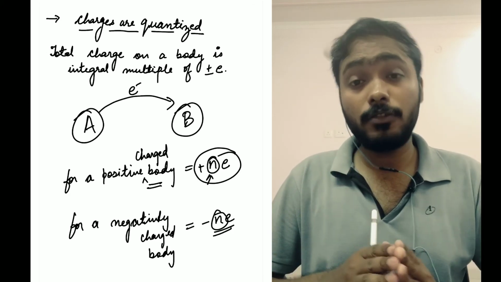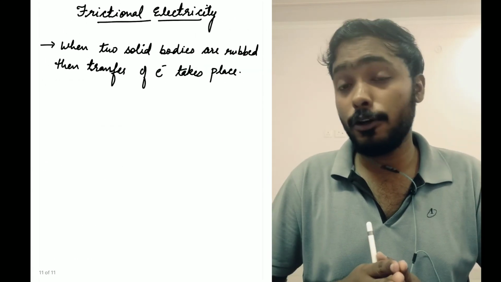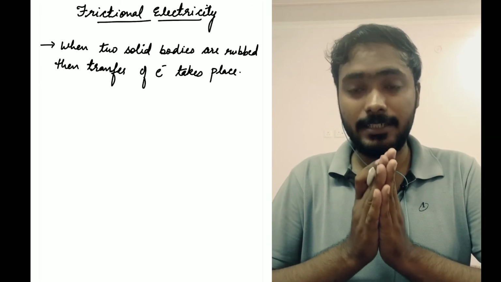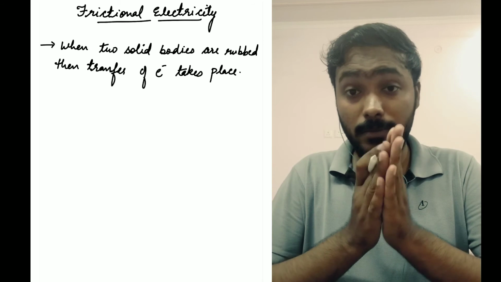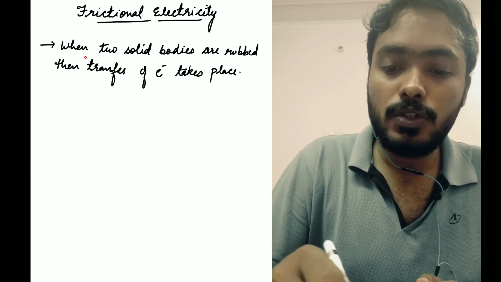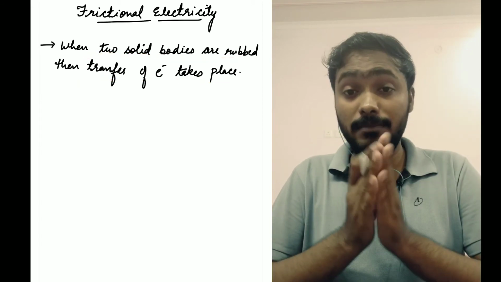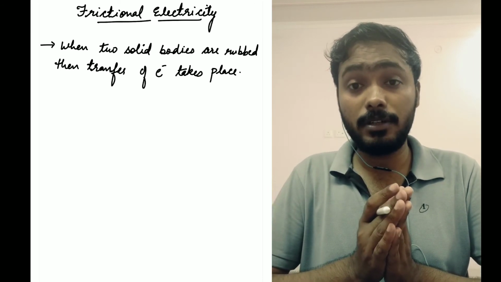One of the important methods to transfer electrons is frictional electricity. Now what is friction? We all know friction always happens whenever there is contact. When we rub our hands, there is friction between our hands. So when two solid bodies are rubbed, a transfer of electrons takes place. By means of friction, electrons are transferred to another body.